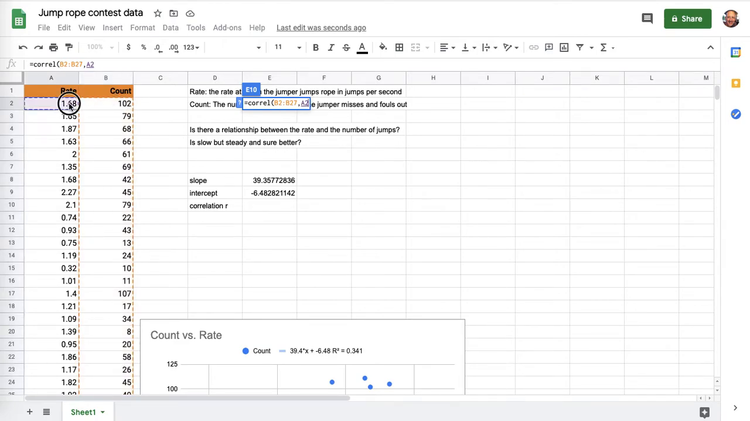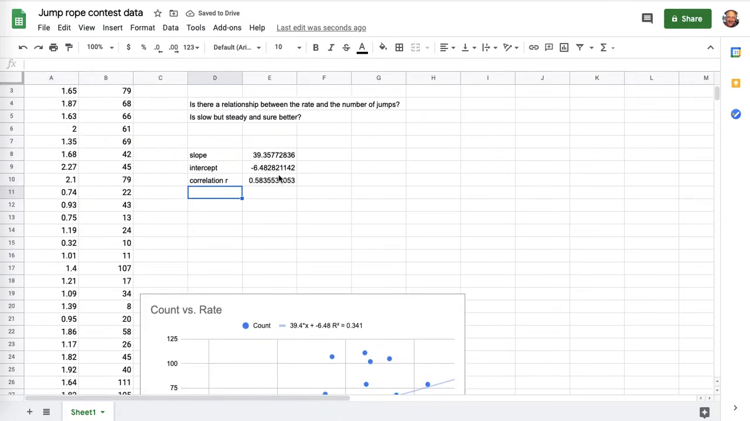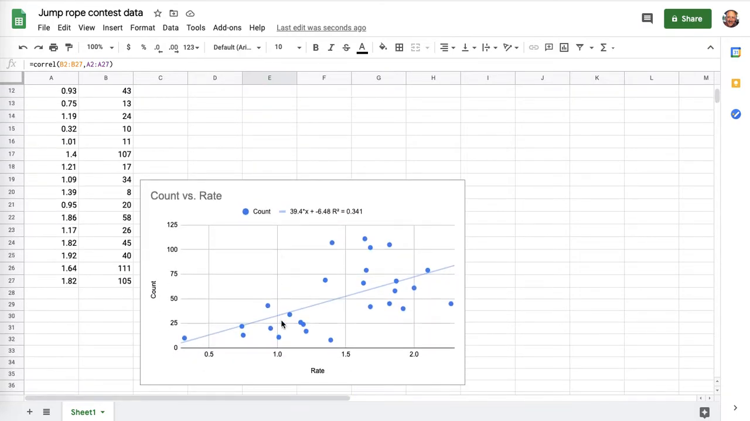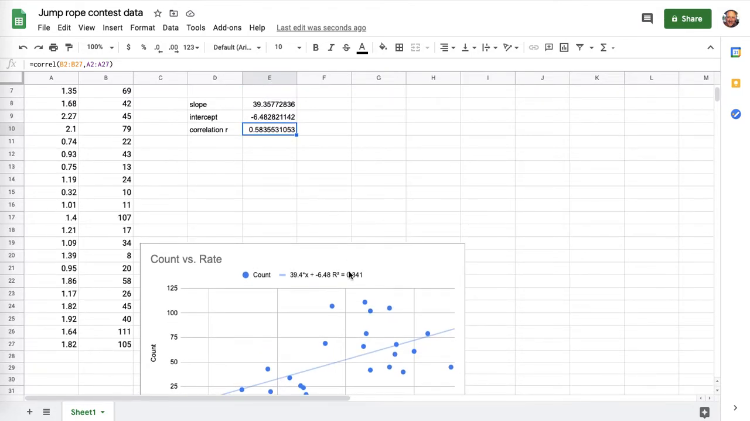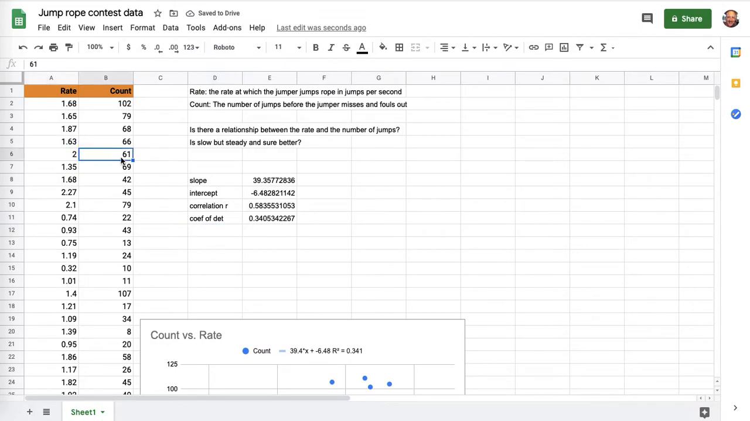So I'm going to select this data, that data, and the correlation is 0.58. That's moderate. That's a moderate correlation. That's kind of surprising given what a mess the chart looked like, but that's a moderate correlation. If you're wondering about the 0.34, remember that's the coefficient of determination. The coefficient of determination is simply R squared. That tells you how much of the variation in the jump rate explains the count rate.